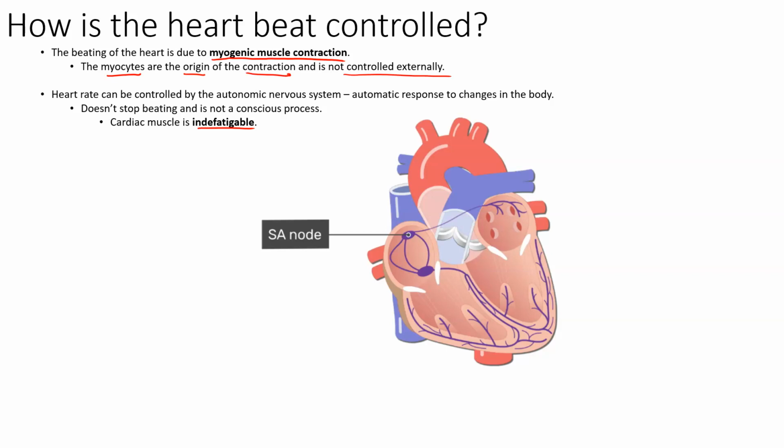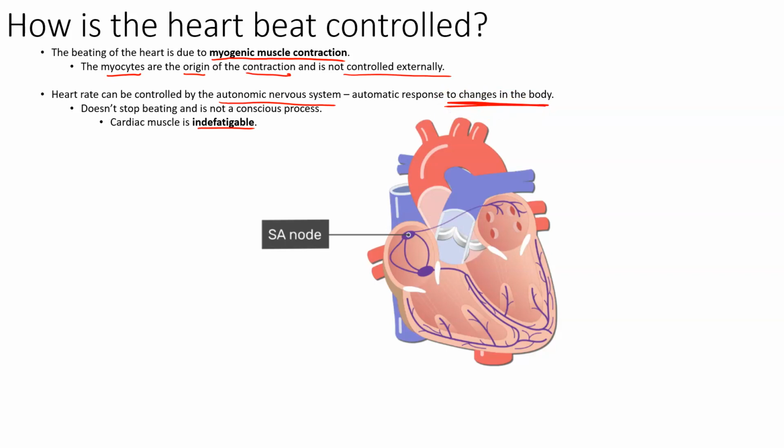But right now we're talking about just at rest. The autonomic nervous system, which is the automatic nervous system, is the part of the nervous system that brings about automatic responses. Our homeostatic balance is all contained within our autonomic nervous system, and the heart rate can be controlled by that as well. Those are brought about by changes in the body, like I talked about.